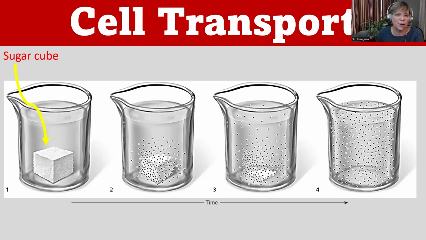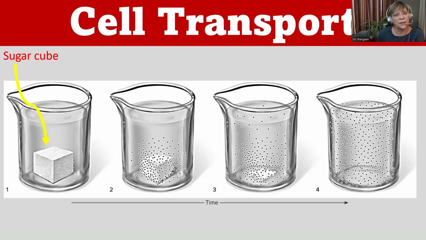And the first thing we're going to talk about is how molecules, particles move around in space. I'm saying particles because it could be an ion, it could be a molecule, it could be an atom. And in this example, we're looking at this beaker over time. So here you have time 1, 2, 3, and 4. And there is a beaker full of water with a sugar cube here at the beginning of the time.